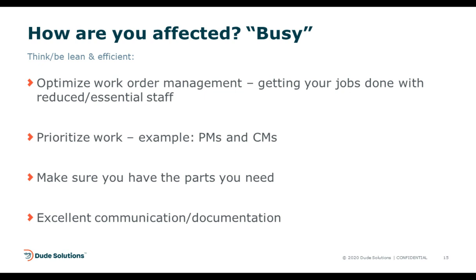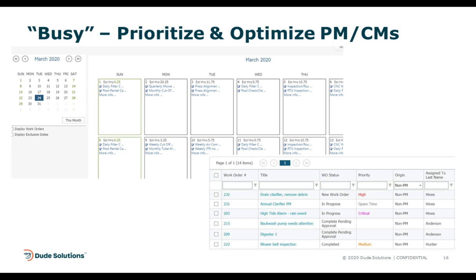So how are you affected if you're busy? Well, it is all about thinking lean and being efficient, optimizing your work order management. We're going to go through examples of all these: getting your jobs done with reduced or essential staff in place, prioritization of work, preventive maintenance and corrective maintenance being essential, making sure you have your parts, and solid communication and documentation. So we're going to walk through a couple of these examples.